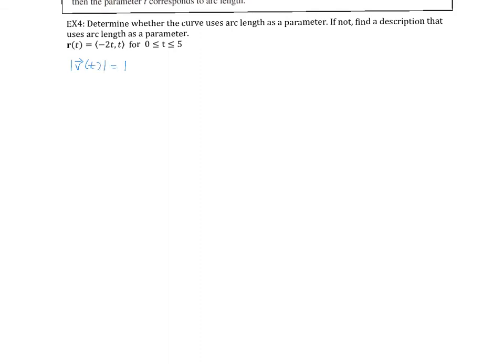So I'm looking at the magnitude of the derivative of r, which would be negative 2 comma 1. That's going to be the square root of 4 plus 1, which is the square root of 5. So notice that this is not equal to 1. So not using arc length. Again, if the magnitude of the velocity vector is 1, then your curve is using arc length as its parameter.